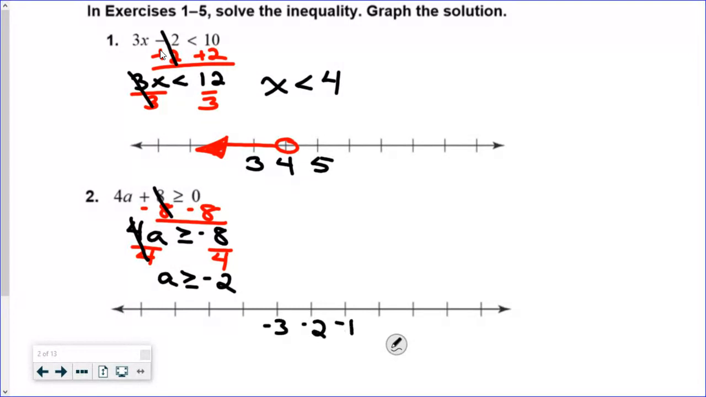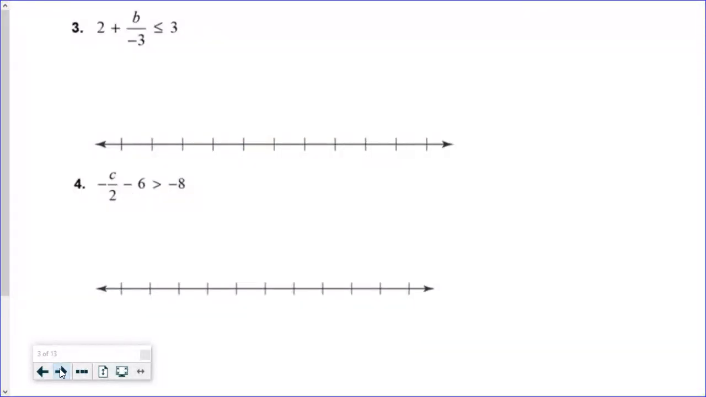Then be careful. Those negatives still make me a little nervous for some of you. Fill in the circle and to the right. So again, be careful. No flipping on those so far.